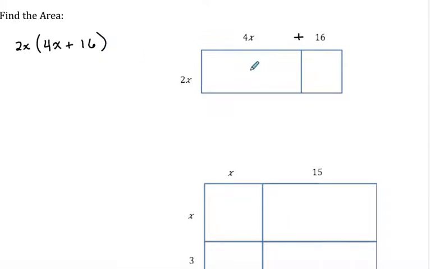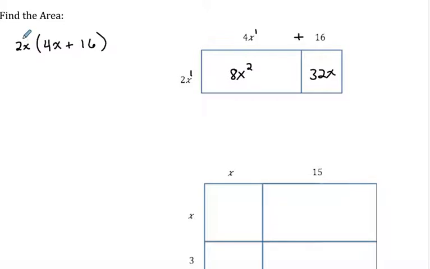So if I find the area of each of these spaces and then combine them, that will be equivalent to the area of the whole shape. So remember when you're multiplying variables that you're really adding those exponents. So here I've got 2x times 4x, which will give me 8x squared. So when multiplying, those exponents are going to increase. And for this piece over here, I've got a height of 2x and a width of 16. So 2x times 16 is 32x.